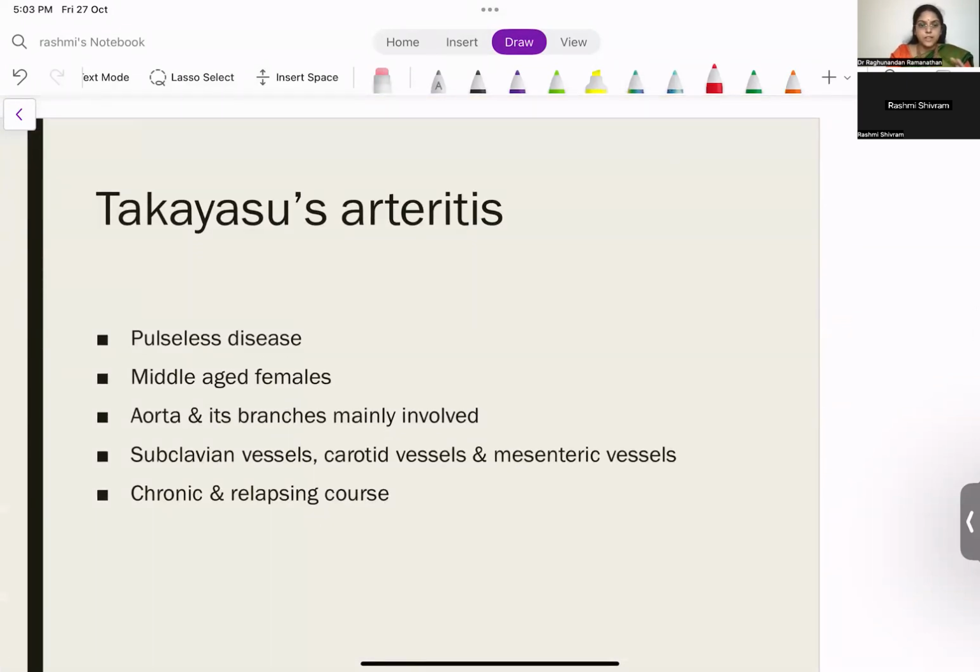Takayasu arteritis is again one more disease that you have already discussed. We have studied one thing, which is that the female to male presentation will be 9:1. What are the other diseases? The other diseases are SLE, Sjogren's, and primary biliary cirrhosis with 9:1 presentation, more common in females. So Takayasu arteritis, SLE, Sjogren's, and primary biliary cirrhosis.